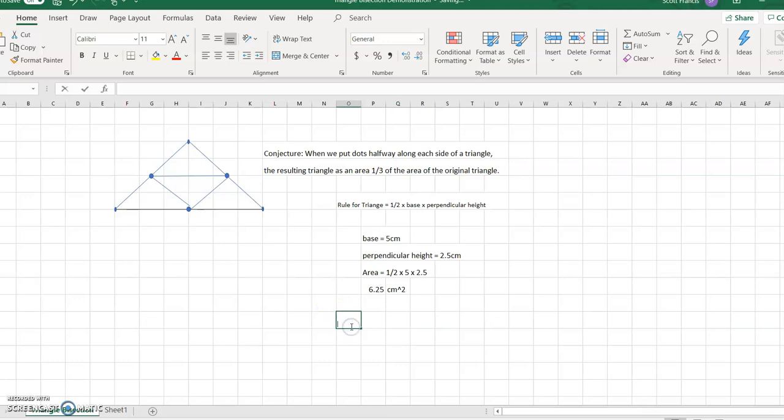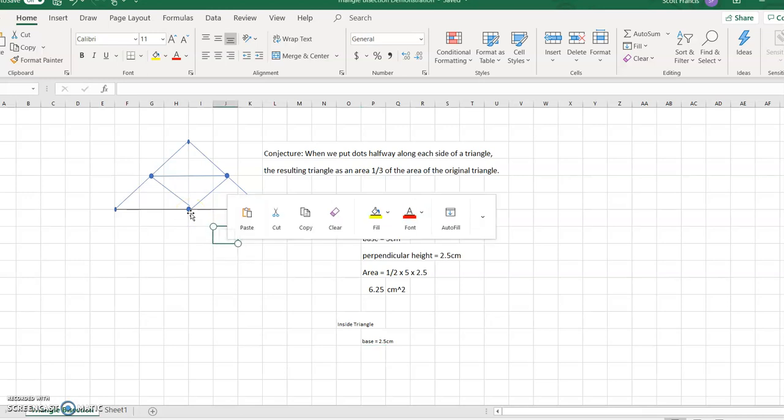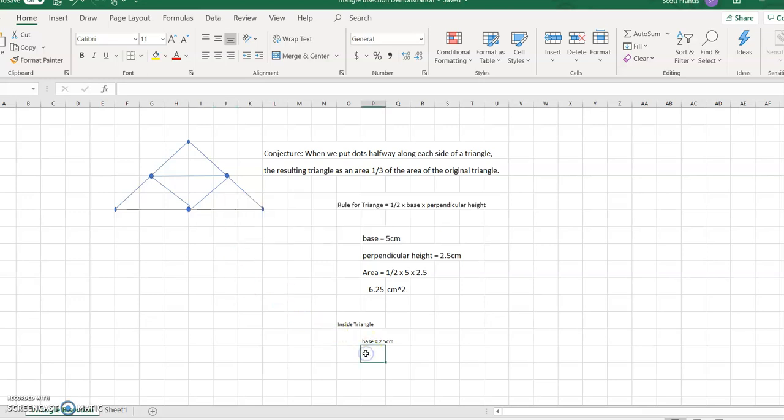So now the inside triangle. We're going to measure these things again. The first thing we do is measure what becomes the base of the triangle across here. The base is going to be 2.5 centimeters. The height is going to be from the highest point of the triangle to the base at 90 degrees. So even though it's upside down, this is still going to be the easiest way to do it. So it's going to be about 1.2 centimeters.